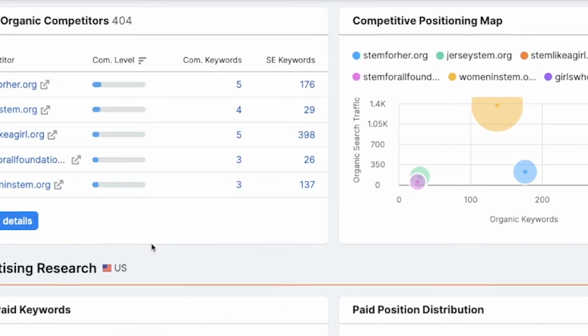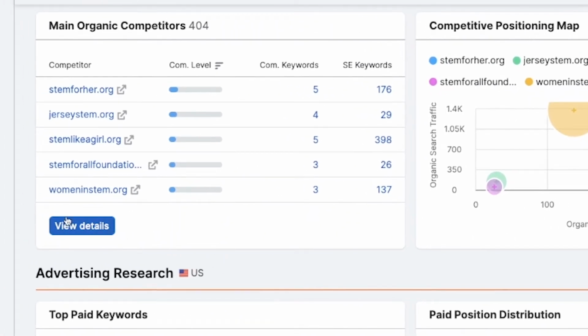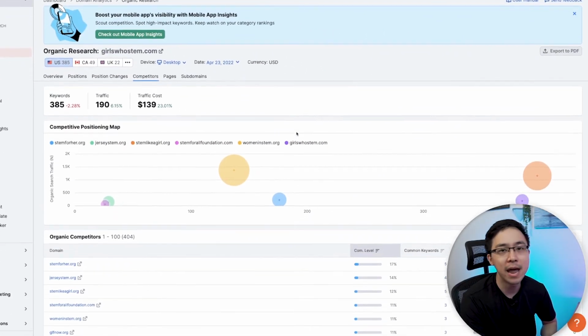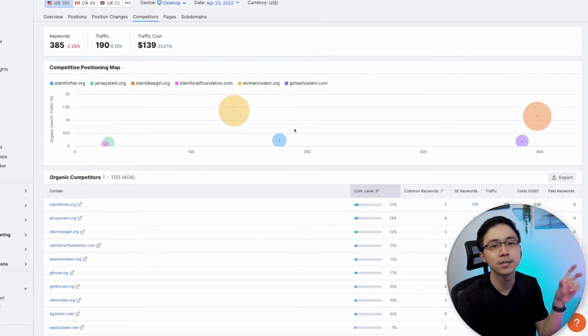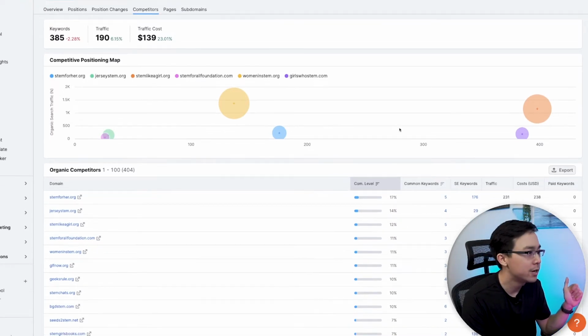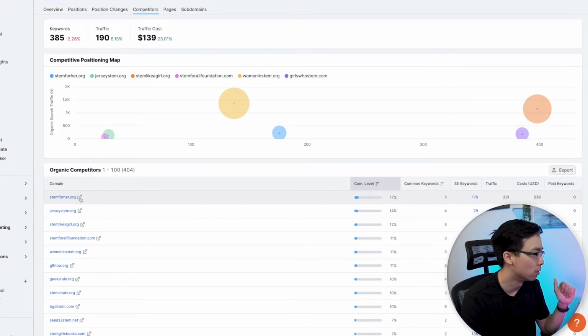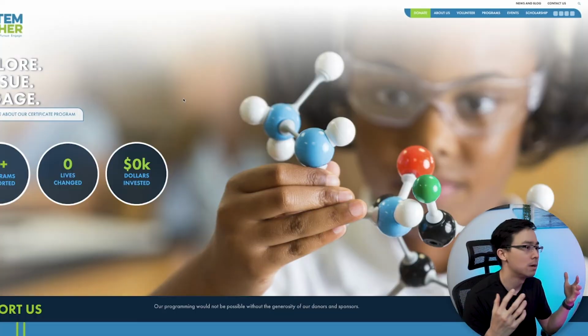And what I can also do is I can go to the main organic competitors section and click View Details. So this is where you're going to see a competitive matrix in terms of who are some of the websites that are doing really similar work to you. And in this situation, what I can see is that one of my competitors is stemlikeagirl.org. So if I want to click into this site, I can see a little bit more about what this website's all about.